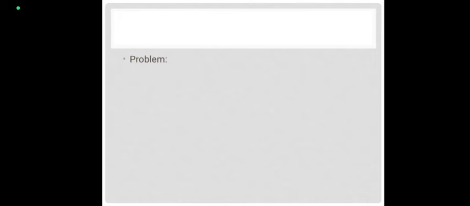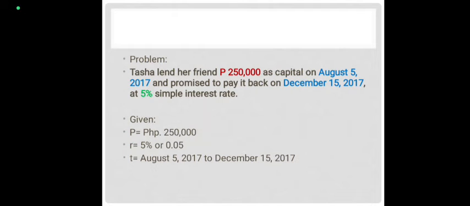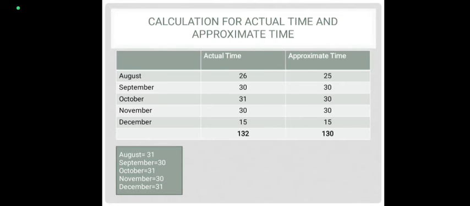First, we have to identify the given. So this is the given, which is the principal is 250,000, rate is 5% or 0.05, and our time is on August 5, 2017 until December 15, 2017. So first, we need to compute the actual time and approximate time. We just also use this number of days. August is 31, September 30, October 31, November 30, and we have to stop in December because Tasha promised to pay it back on December 15.